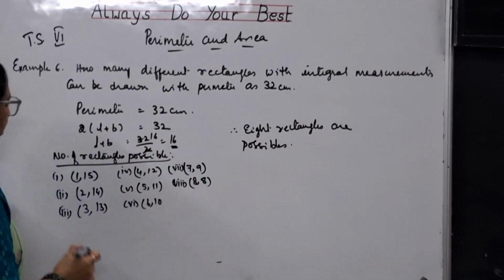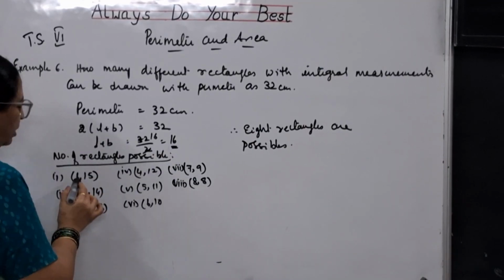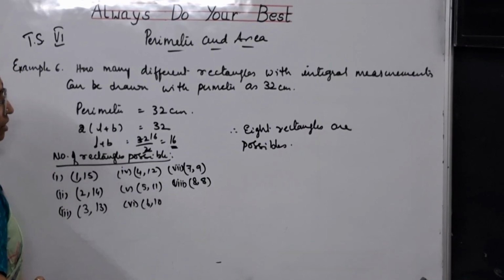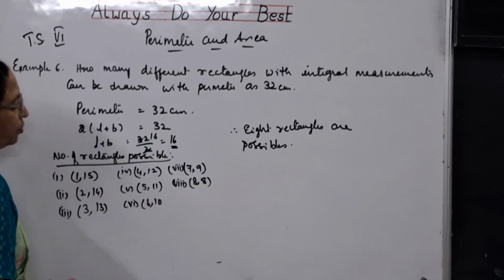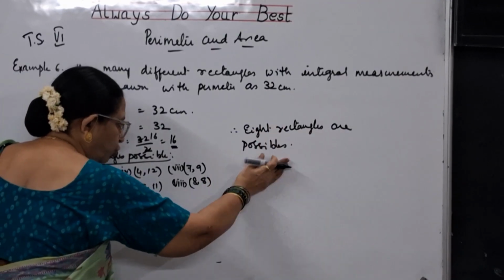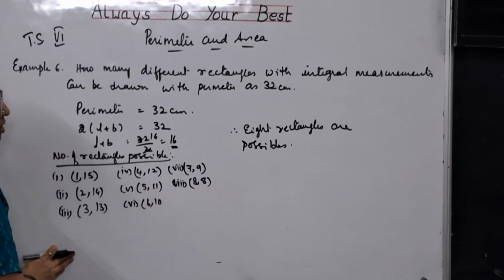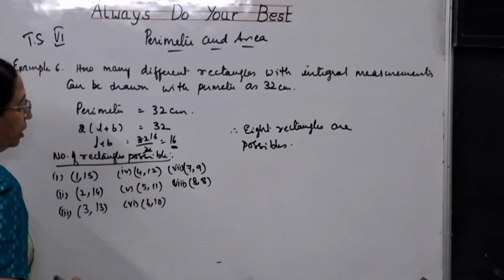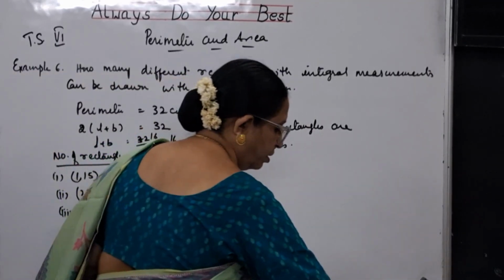See children, in your book it is given as 15 comma 1, 14 comma 2, 13 comma 3. But I have written 1 comma 15. Why did I do so? Because for you it is convenient if you start with 1, 2, 3, 4 like this. We need to write only the number. Our answer should be only this. This is only searching the number of rectangles. So if you do in this way, I feel it is easy for you to find out the number of rectangles possible, children. Please note it down.